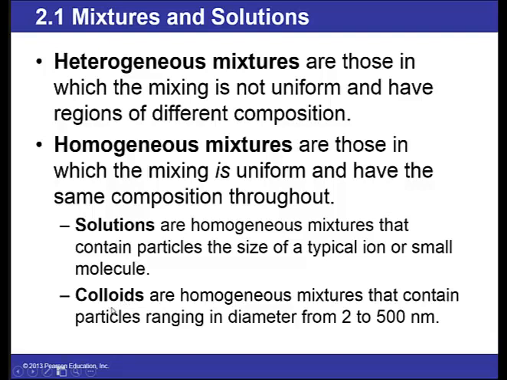If you have a colloid, these are homogeneous mixtures that contain larger particles in them. So they're not just going to be a small ion or small molecule. They actually have some pretty large particles that range from 2 to 500 nanometers in length. So they're tiny still, but they're much bigger than an ion or a small molecule like glucose. Colloids are typically more opaque, and you usually can't see through them. Milk would be a good example of a colloidal mixture.